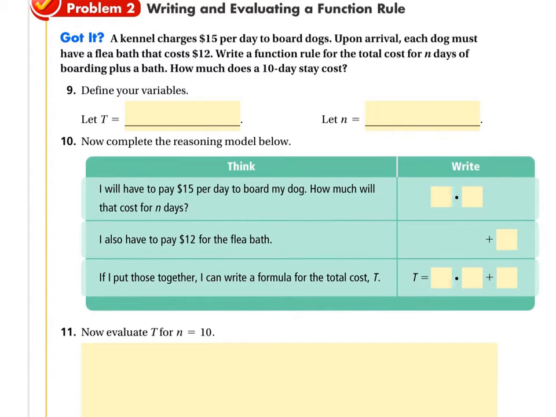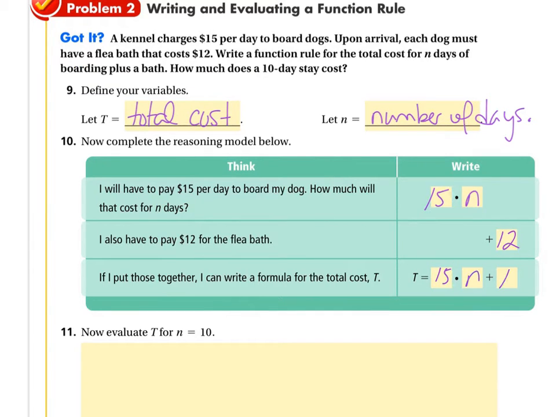Well, let's first let our T equal our total cost. And our total cost is a function of the number of days. I will have to pay $15 per day to board my dogs. So for n days, it's going to cost 15 times n. You also have to pay a $12 fee bath. So that's going to cost an additional $12 no matter how many days you spend. So the formula will be 15 times n plus 12. This is my function.